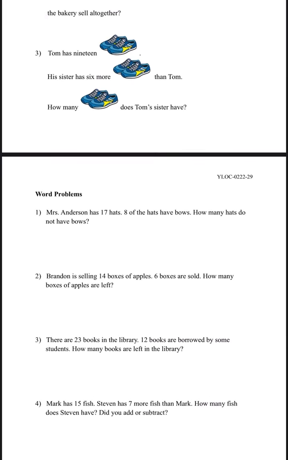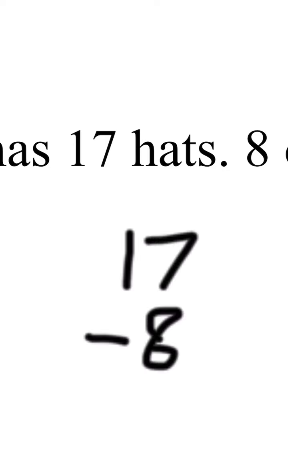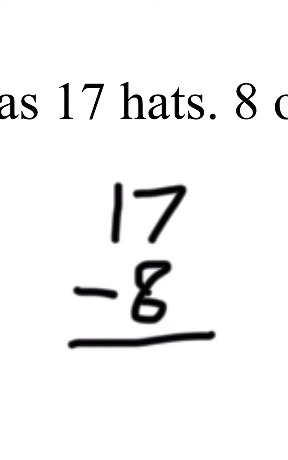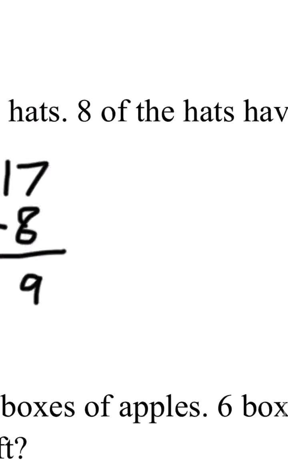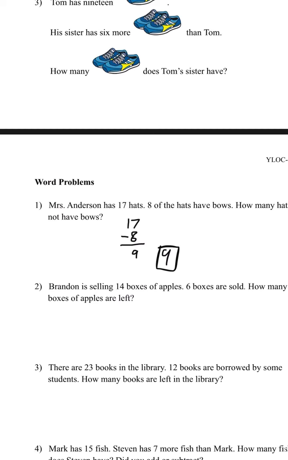For this part we have word problems. Let's look at number 1. So Mrs. Anderson has 17 hats. 8 of the hats have bows. How many hats do not have bows? So to know that, we need to subtract 8 from 17. And if we subtract 8 from 17, we get 9. So 9 is the answer for number 1.